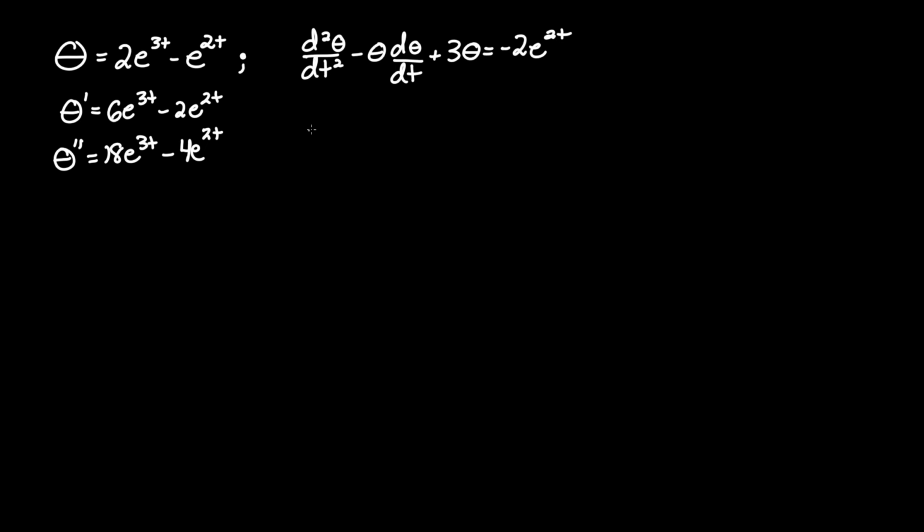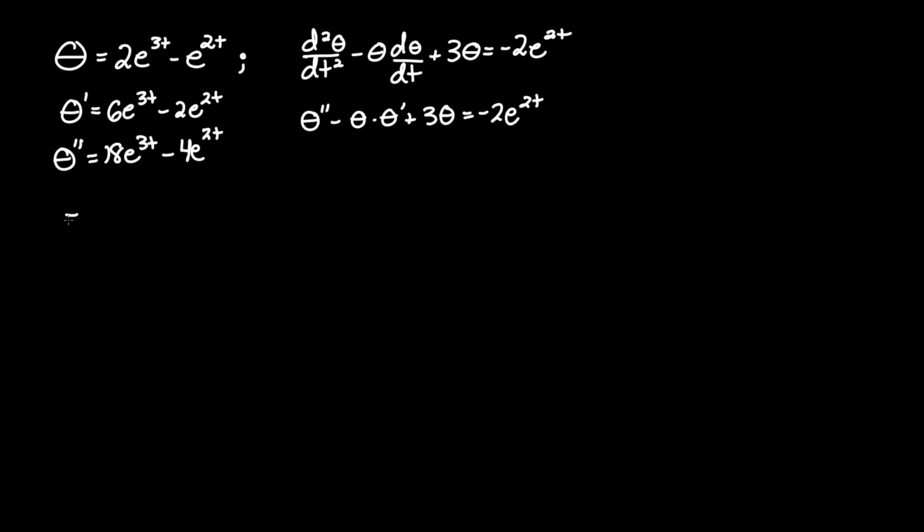Now let's rewrite this equation here. We can call it theta double prime instead of d squared theta dt squared, minus theta times theta prime, plus 3 theta, equals whatever was on the right-hand side.